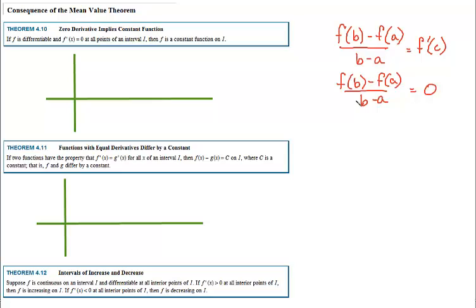I'm going to choose two different b's and a's. So if I multiply both sides by b minus a, that's gone, and then it's going to imply that f of b equals f of a, meaning that here's an a, here's a b, f of b has to equal f of a, so no matter where I put this dot, this one has to be at the same height, and the slope between those two is 0 at all points on that interval.